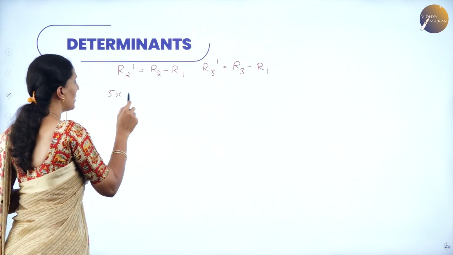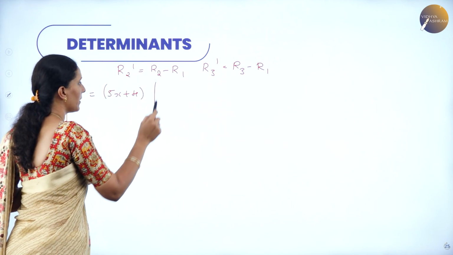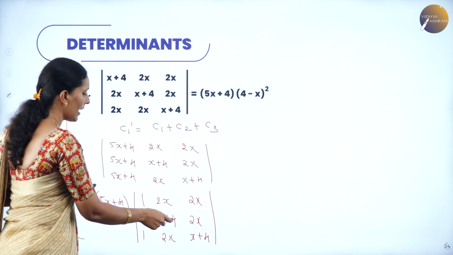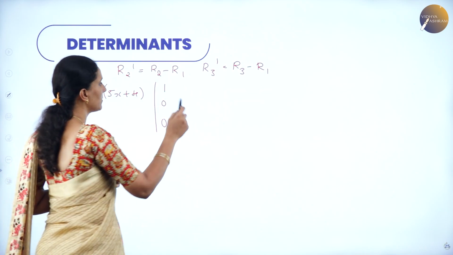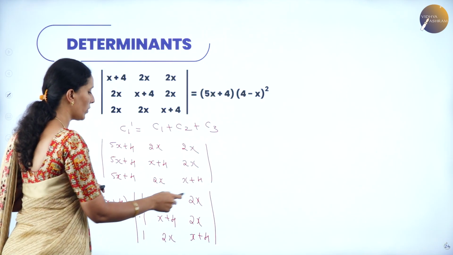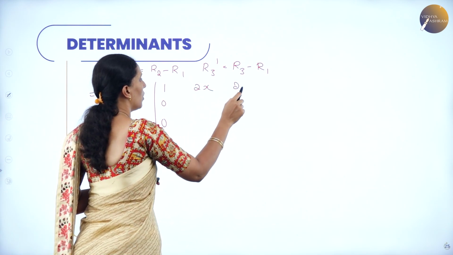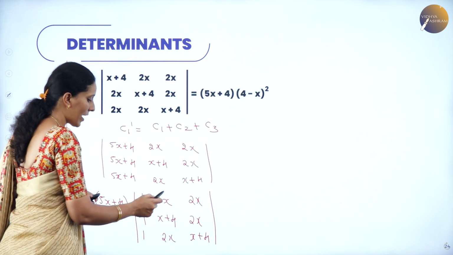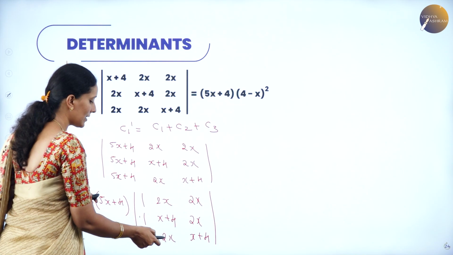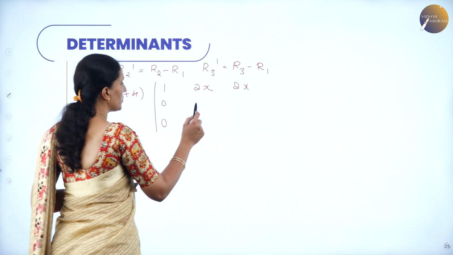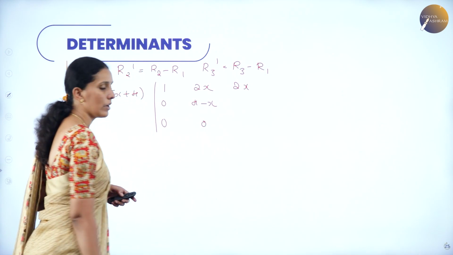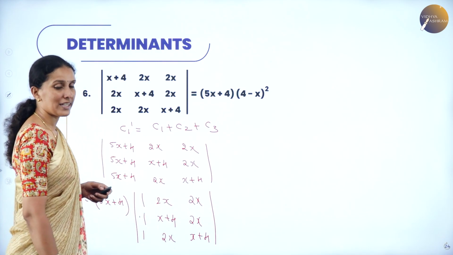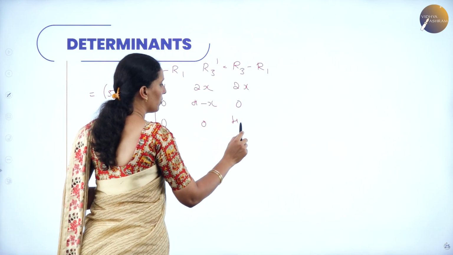So here we have 5x plus 4 as a common factor and the first column becomes 1, 0, 0. Let's see the second column here. So x plus 4 minus 2x becomes, so the first row will be the same, that is 2x and 2x. Only we are applying the operation for the second row and third row. So now it is x plus 4 minus 2x. It becomes 4 minus x. 2x minus 2x is 0, 0. Next, 2x minus 2x, 0. x plus 4 minus 2x is 4 minus x again. So we got 0 here and 4 minus x.